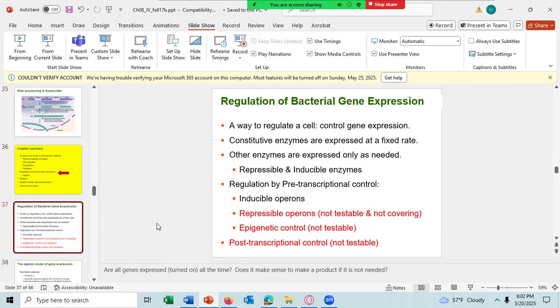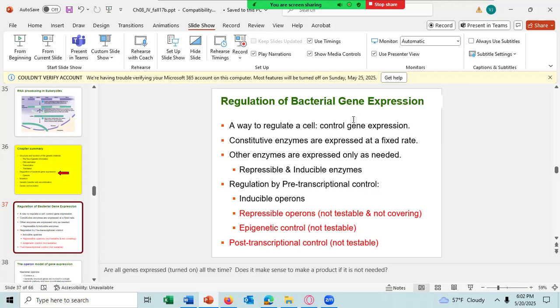But let's talk about regulation of bacterial gene expression. There are two main ways to regulate what is inside a cell. You can control gene expression, meaning if you don't want a product made in a cell, you can turn off the gene, and that will not allow the product to be made.